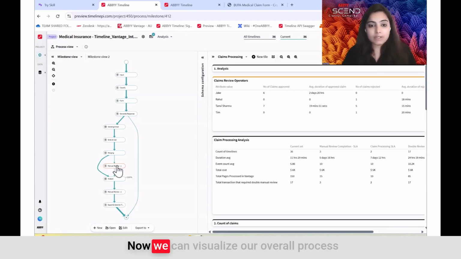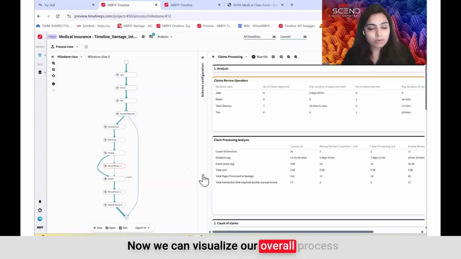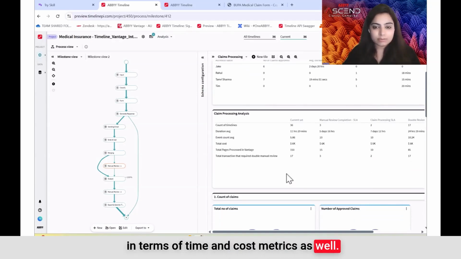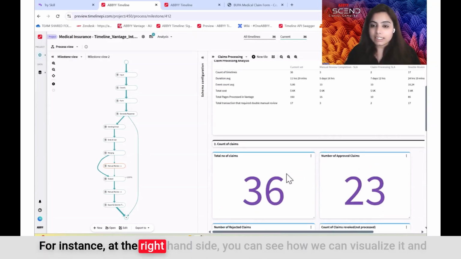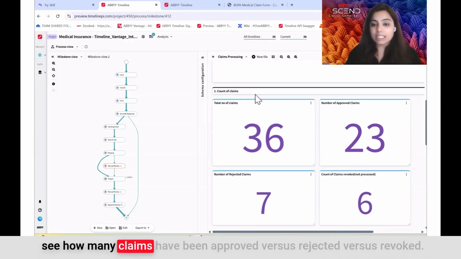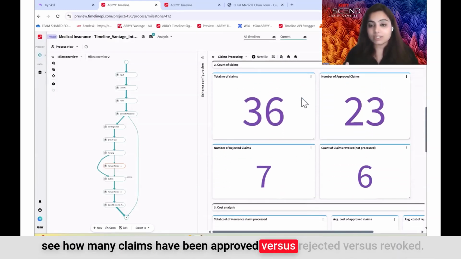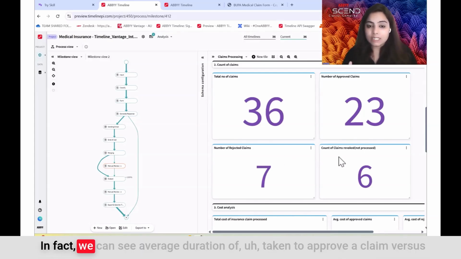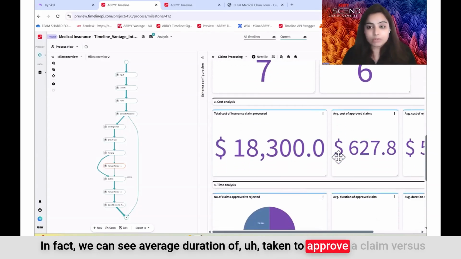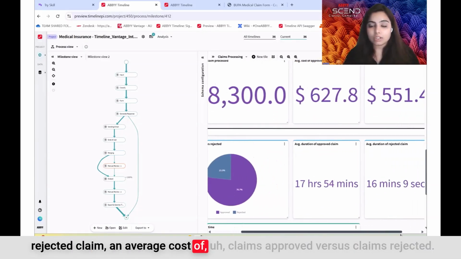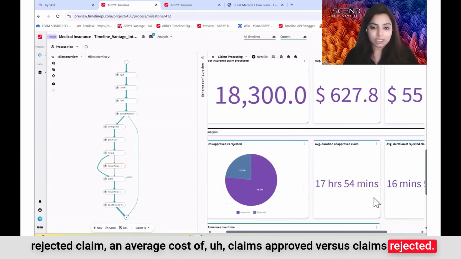Now we can visualize our overall process in terms of time and cost metrics as well. For instance, at the right hand side, you can see how we can visualize it and see how many claims have been approved versus rejected versus revoked. In fact, we can see the average duration taken to approve a claim versus a rejected claim and the average cost of claims approved versus claims rejected.